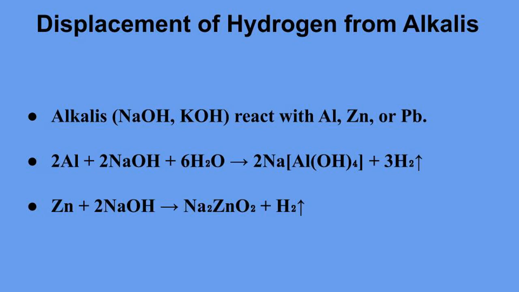Some metals like aluminium, zinc, and lead react even with alkalis like sodium hydroxide to produce hydrogen. This unique property exists because these metals are amphoteric. They react with both acids and bases.